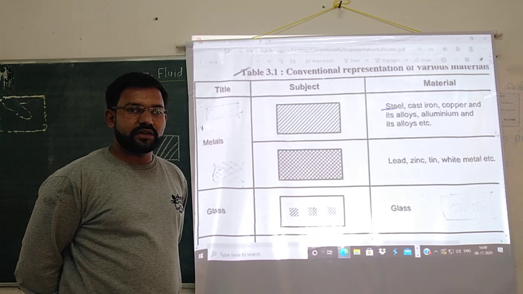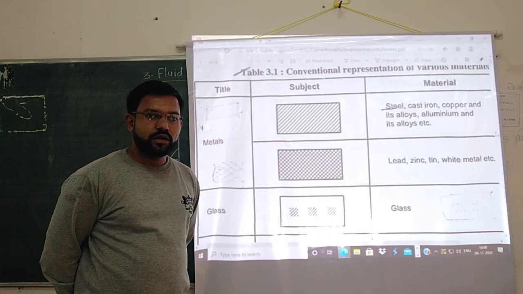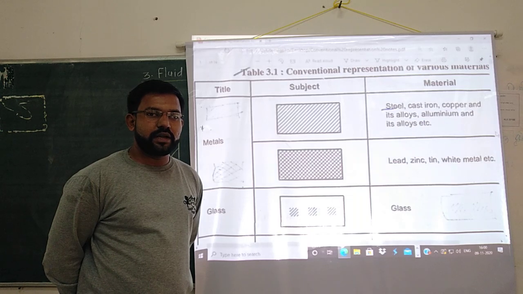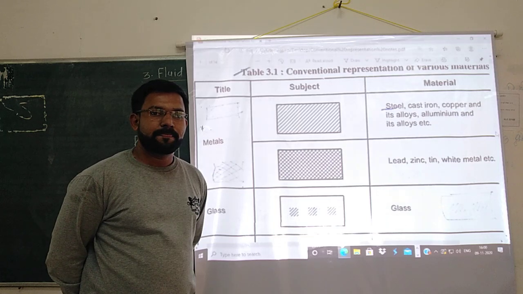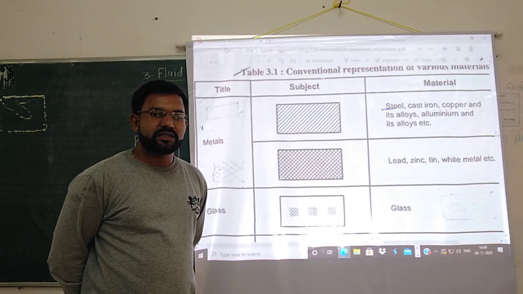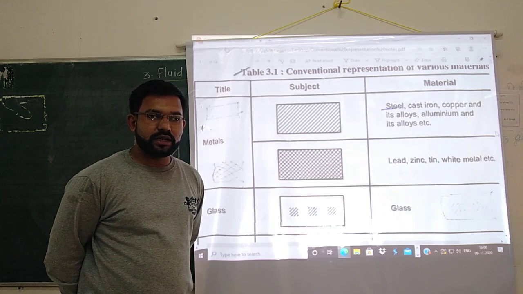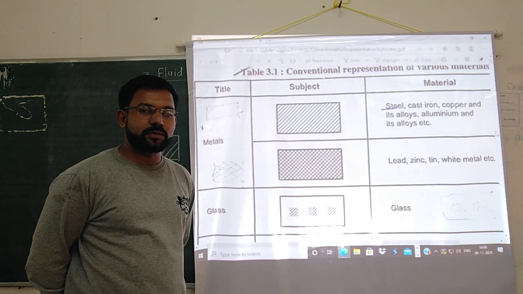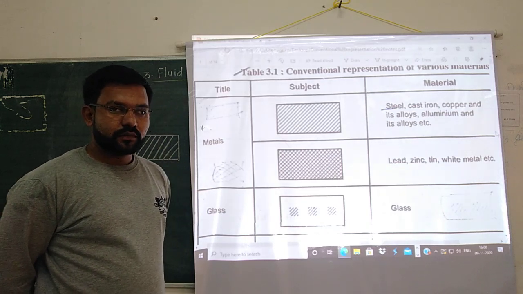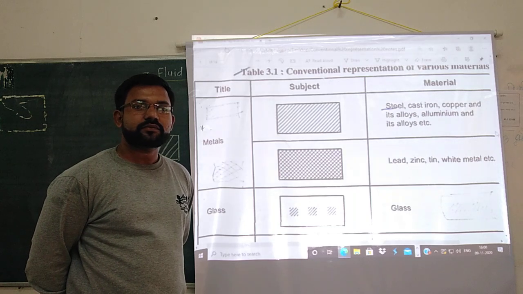So in this convention representation we will see the convention for different materials, walls, pipe joints, gears, springs, or any machining operation. So for all these engineering features we will see the conventional representation. First of all we will see the conventional representation for engineering materials.